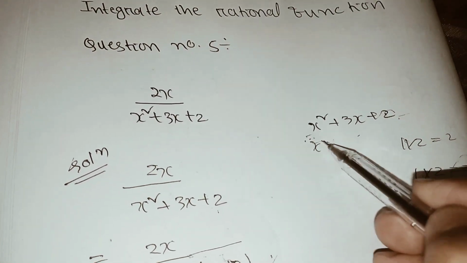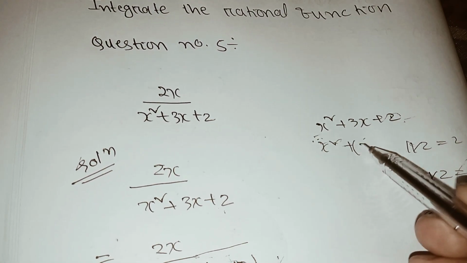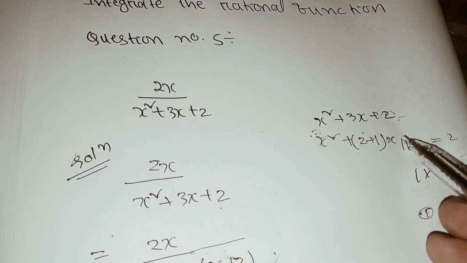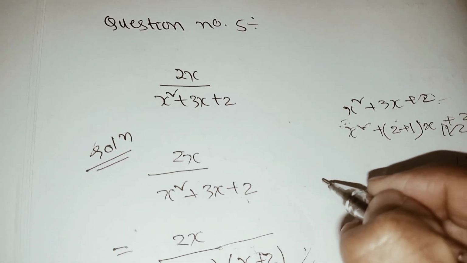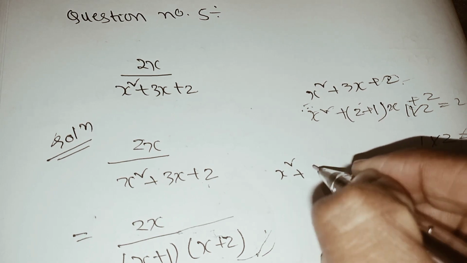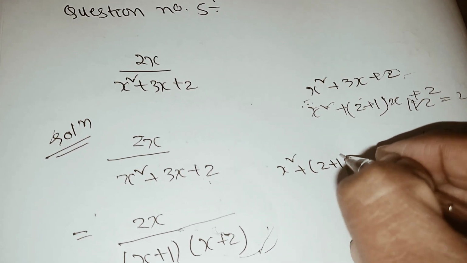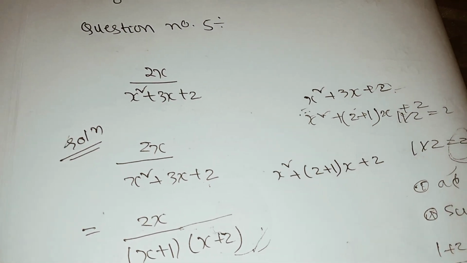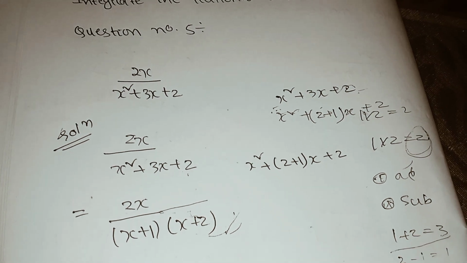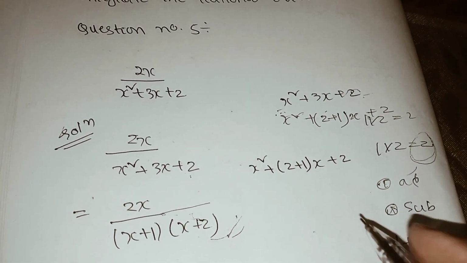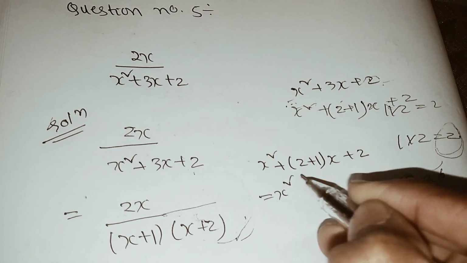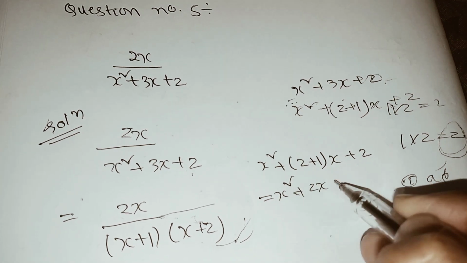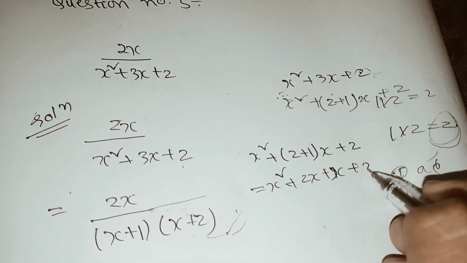So you can see x squared is as it is, plus instead of 3 we can write 2 plus 1, yes or no? And x is multiplied, and 2 is as it is. So you can see here x squared plus (2 plus 1) into x plus 2. You can see my mobile phone is shaking, so that's why the picture and video are also shaking, so please don't be confused. You can see x squared and this x multiplied under the parenthesis bracket, you can see 2x plus x plus 2.